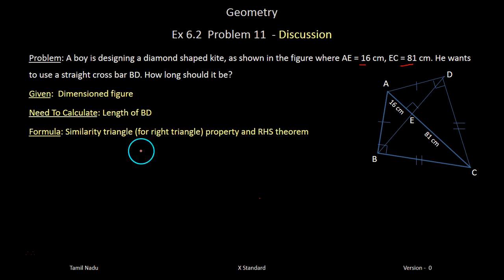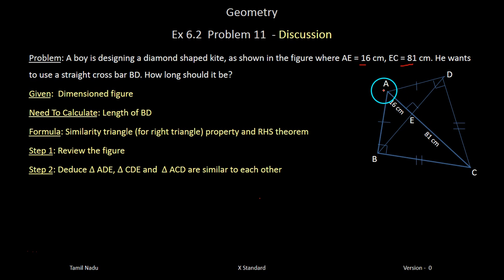As I was saying, we need to use a formula or a hint, actually: the similarity properties of triangles pertaining to right triangles, and the RHS theorem will be used. Step 1, you have to carefully review the figure, then only you'll be able to get it. We know only these two sides, and we want to calculate these other sides, which means we'll have to use the similarity triangle properties to get it.